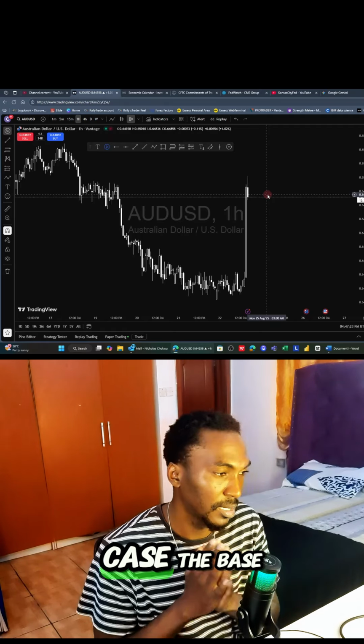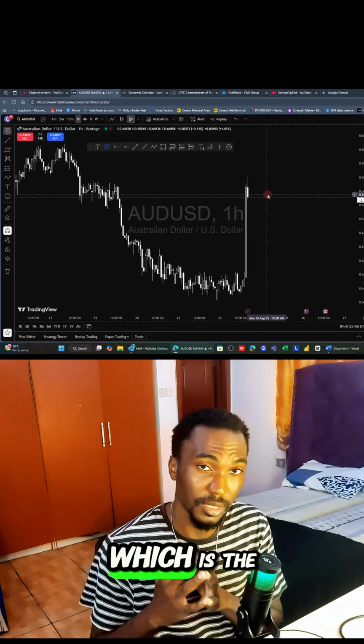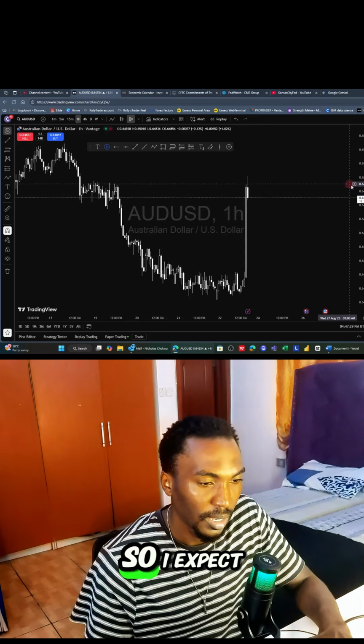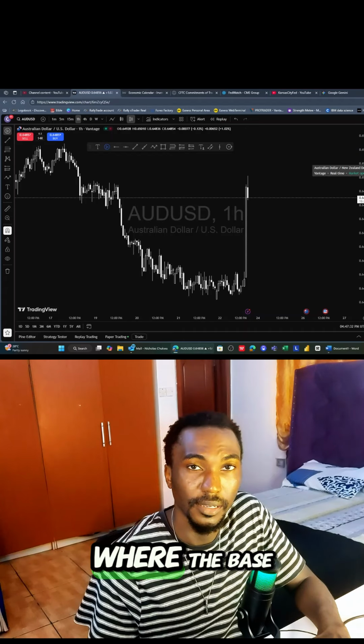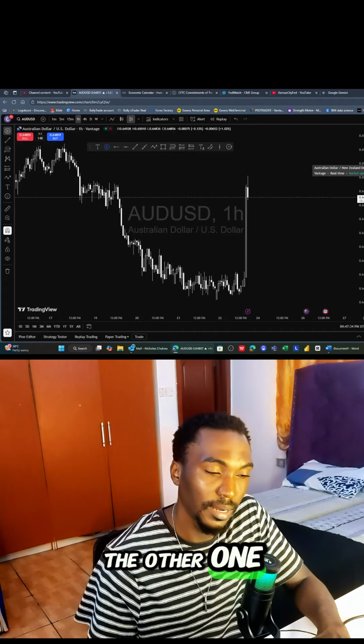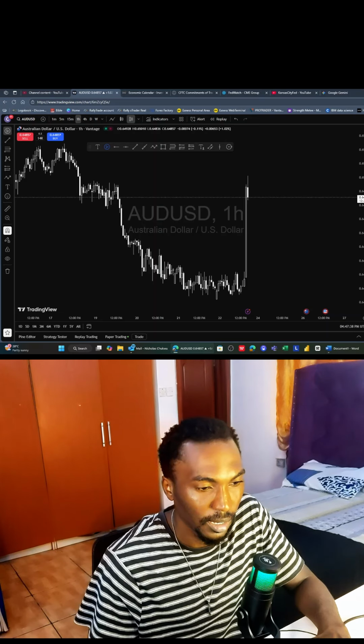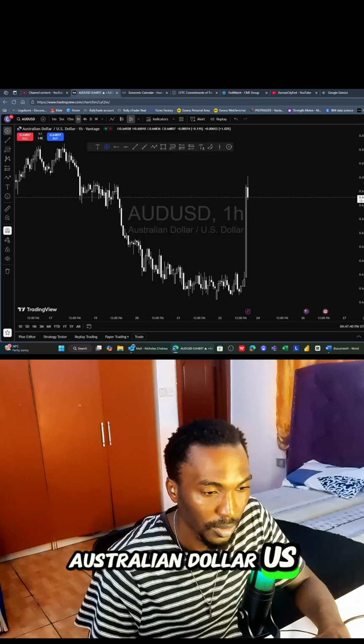is being sold. So in this case, the base currency, which is the Australian dollar, is gaining against the US dollar. So I expect to see similar things where the base currency is the other one, and then situations where the US dollar is the base, I expect to see selling. So this is just for the Australian dollar, US dollar.